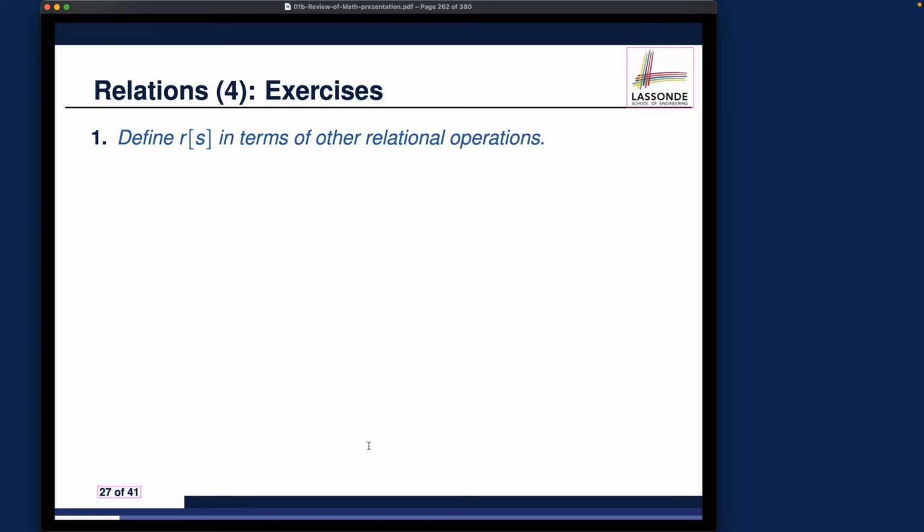slide just for now. Look at the video, all right? I really want you to think about this exercise over here. The first exercise, I want you to define, remember what this operator is? It's relational image, right? So this will be the image of R over set S, right? I want you to define this relational image operation in terms of other relational operators or relational operations over here, all right? If you don't need any hints, pause the video now, all right?